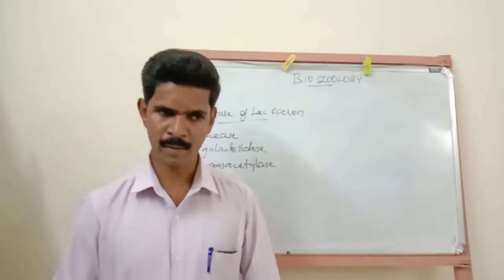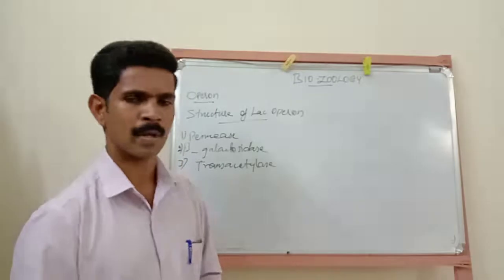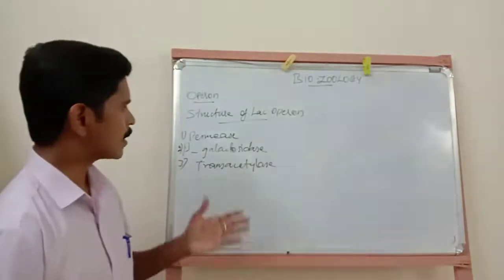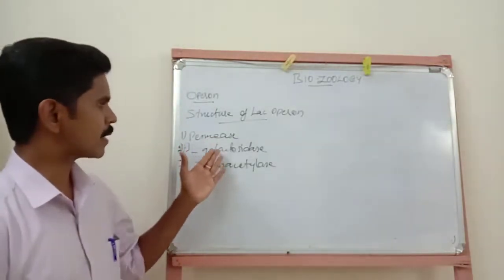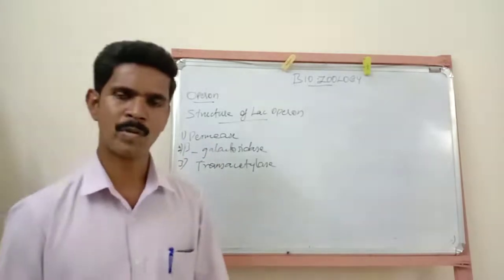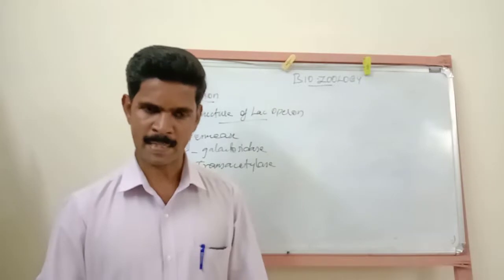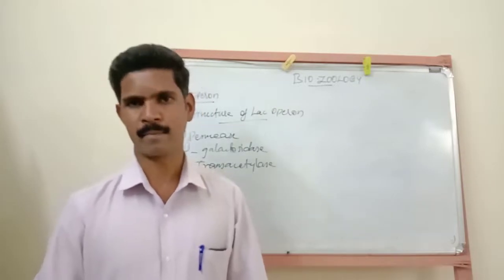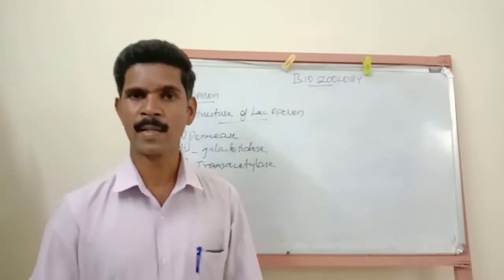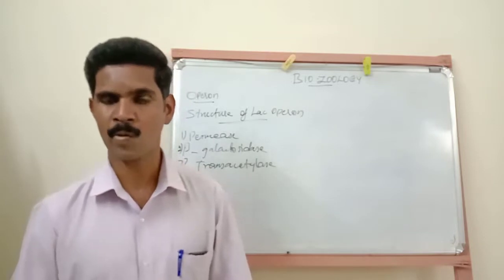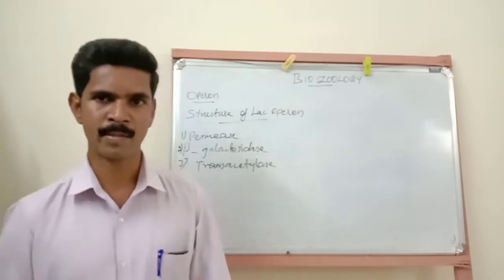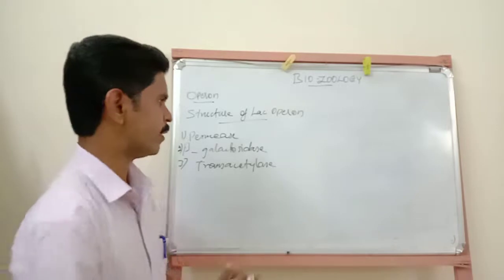Then the next point about this lac operon is that the synthesis, or production, of these three enzymes is controlled by three important genes. For example, the synthesis of permease is controlled by a gene. The name of that gene is the LAC-Y gene.